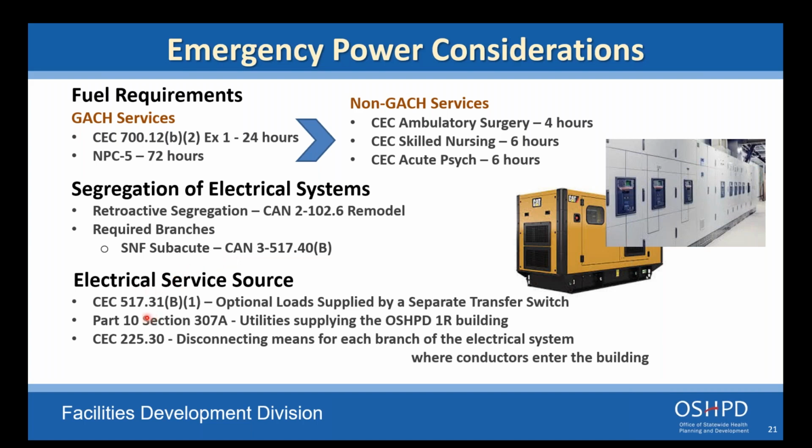Other topics to review are your optional loads in 517.31B1. You have the utility requirements in the building code, and this is the existing building code, part 10. It's been updated for dealing with OSHPD 1R buildings. And for your PV projects and your fuel cell projects, please look at 225.30 for disconnect means. And that's all I have.